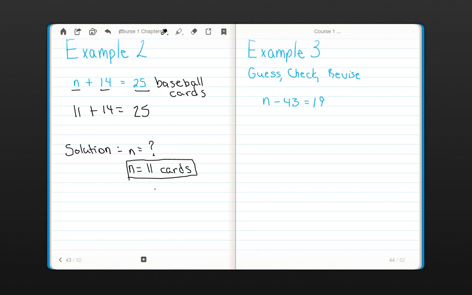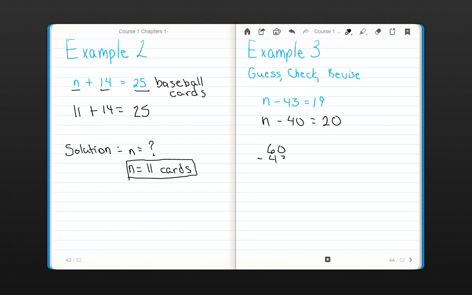The process of guessing, checking, and revising. In example 2, we kind of used mental math. We said 14 plus 10 is 24, plus 1 more is 25, so that makes 11. But here we have n minus 43 equals 19. Well, that's a little bit bigger math than I can do in my head, so I'm going to start by rounding. N minus 40 equals 20. Well, I know that 60 minus 40 equals 20, so I'm going to guess and start with 60. Okay, I'm going to estimate and say, we'll start with 60, and I'm going to guess and check.